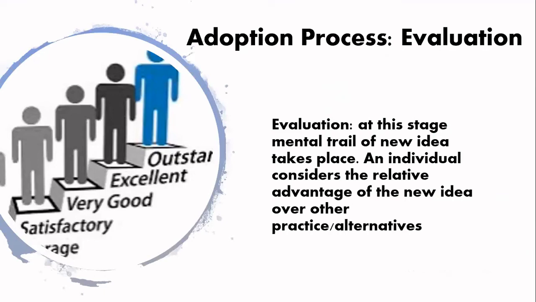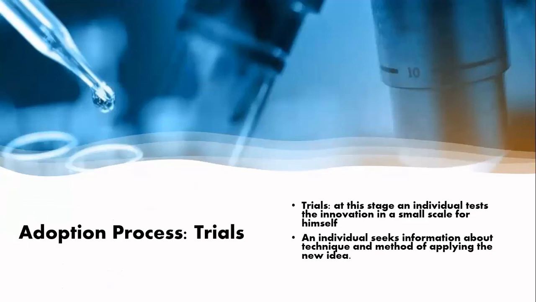Then he goes for evaluation. This is the stage where mental trial of new ideas takes place. The individual considers the relative advantage, which we considered at the very beginning of the innovation. At the evaluation level, he thinks: this is my existing technology, product and solution, and this is the new product or solution. Which should I continue with? They have to take a decision. At that time they consider the relative advantage and decide whether to go with the new practice or the previous practice. That evaluation happens in the adoption process.